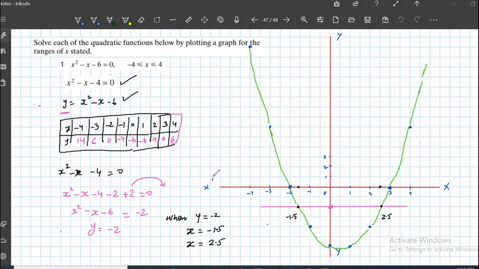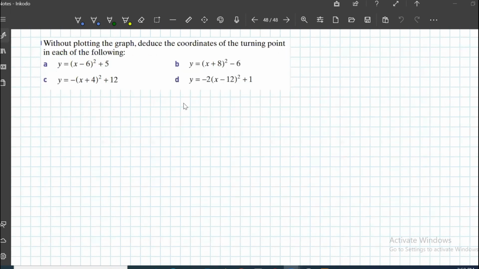With the help of a graph, we can easily find out where it comes on the x-axis. So as in this video, we try to understand when we have a U shape, it's a minimum point. When we have an N shape, it's a maximum point. So here they say, without plotting the graph, deduce the coordinates of the turning point in each of the following cases. So let's have a look how to find it.